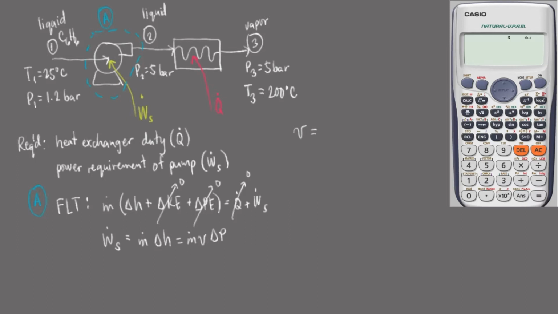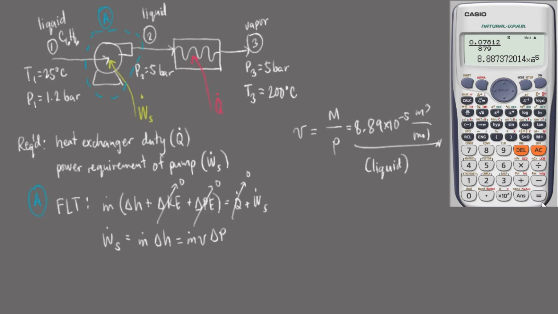For this part, we only need to get the ratio between the molecular weight of benzene and the density of benzene. This expression will give us the units cubic meters per mole if the molecular weight is in kilograms per mole and the density is in kilograms per cubic meter. The molecular weight of benzene is 0.07812 kilograms per mole, and the density of liquid benzene at 25 degrees Celsius is 879 kilograms per cubic meter. That gives us a specific volume of 8.89 times 10 raised to negative 5 cubic meters per mole. This is for liquid benzene.